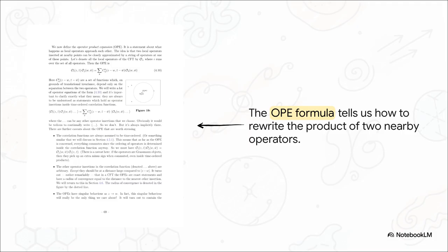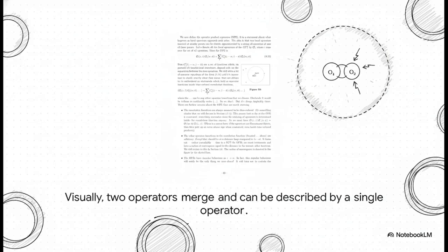That sum is made up of new single operators, and each one has a coefficient, C, that tells you exactly how much it contributes to the final result. It's literally a recipe for what new thing is created when two other things collide. And here's a really great way to visualize what's happening.